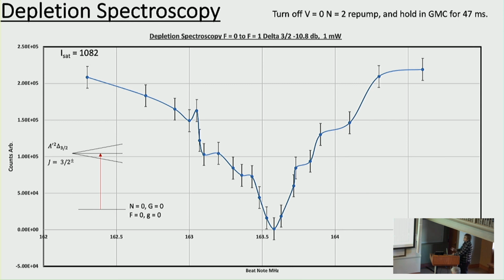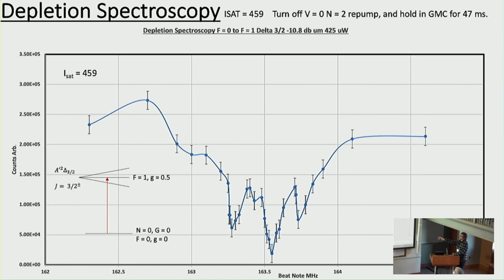Well, this is pretty interesting. So at an I_sat of 1,000, we see some weird structure appearing in the wings. Okay, well, let's just keep lowering the intensity and see what's going on. So we lower the intensity more.